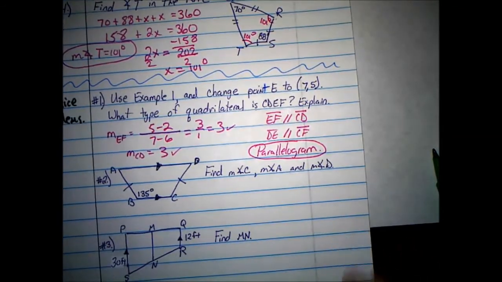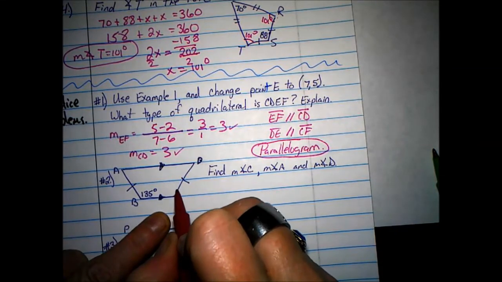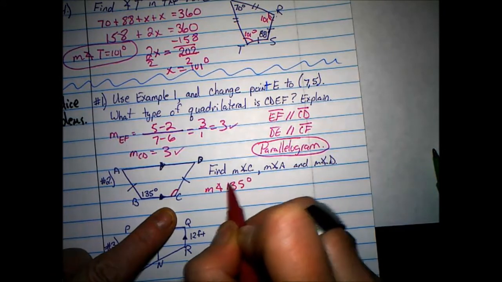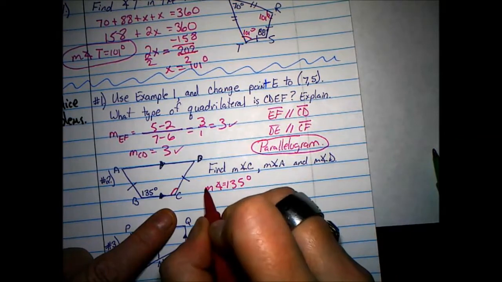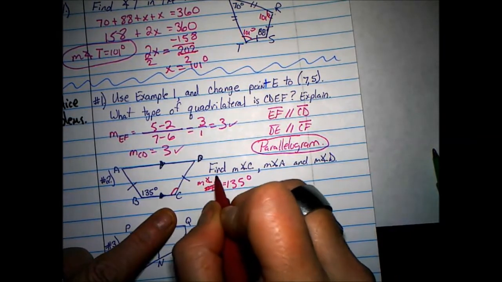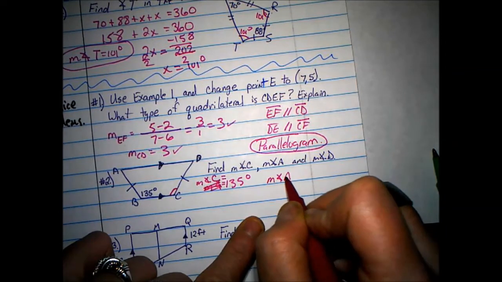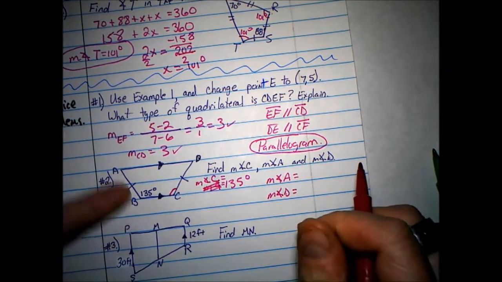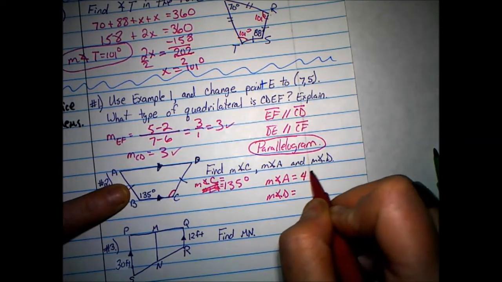Alright, on example 2, B is 135. That means C is 135 degrees. Oops, I forgot my C in there. And I don't know what happened to my whiteout. So measure of angle C equals 135. Measure of angle A and the measure of angle D will be equal, but they're supplementary. So I want to take 180 and subtract 135 to find out that the other angles are 45 degrees.